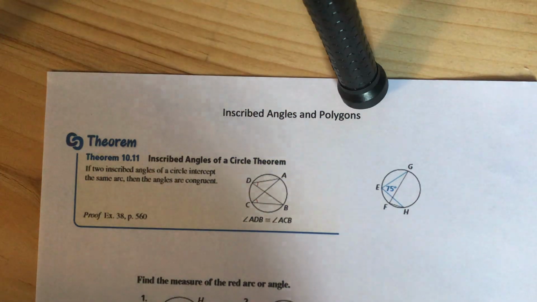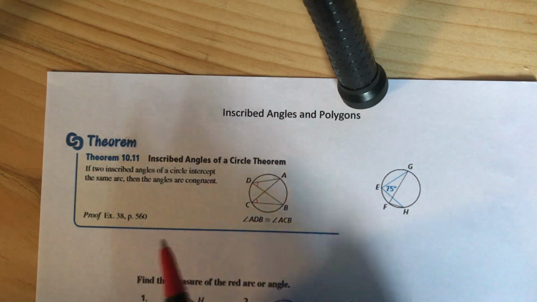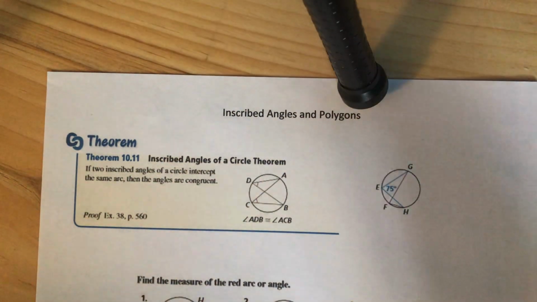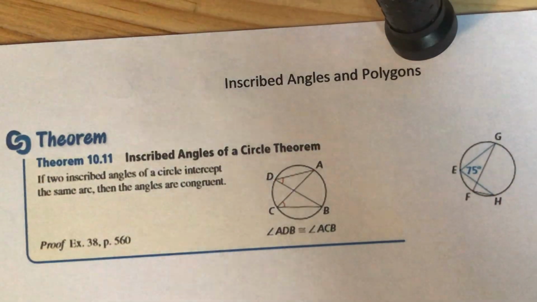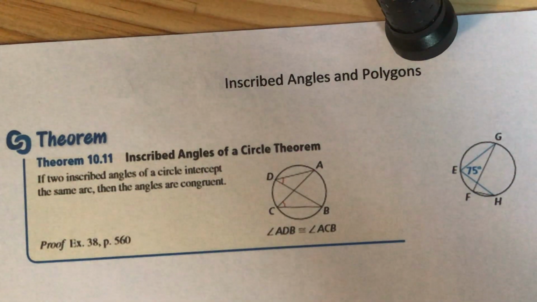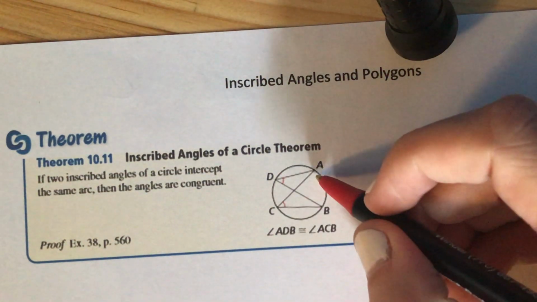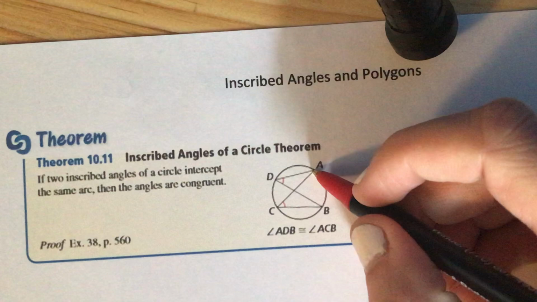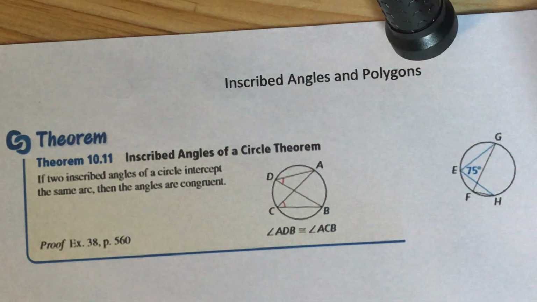All right, so this is our lesson on inscribed angles and polygons. Basically, we're going to start out with the inscribed angles of a circle theorem. This is kind of a special case. We learned in the last chapter that an inscribed angle is 1/2 the intercepted arc. So if I know this arc, I can take 1/2 and find this angle, okay?